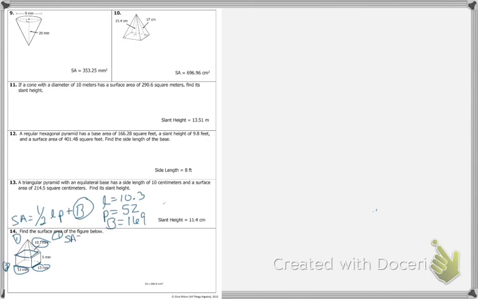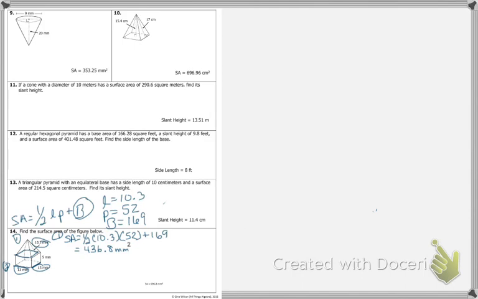Surface area is 1/2 times 10.3 times 52 plus 169. This is equal to 436.8 millimeters squared.